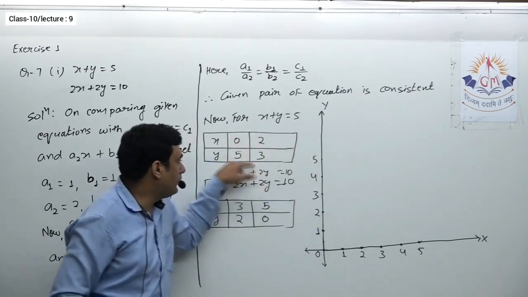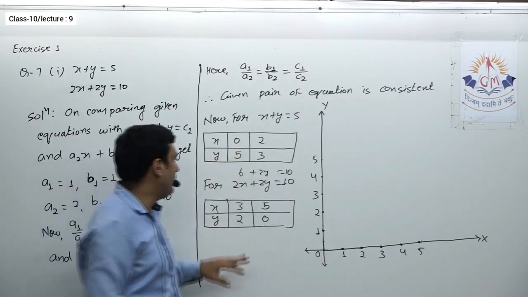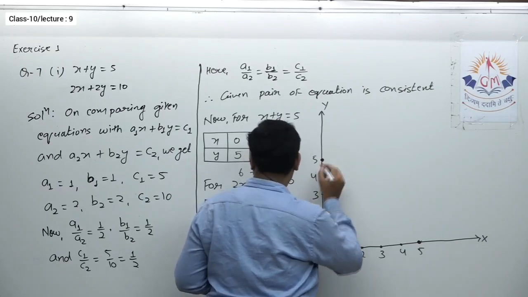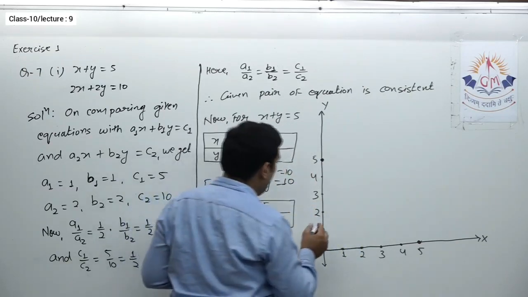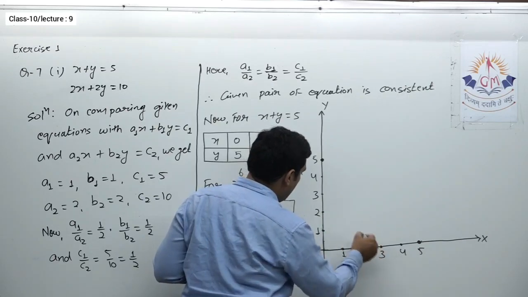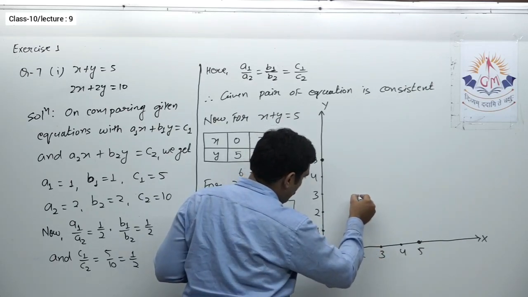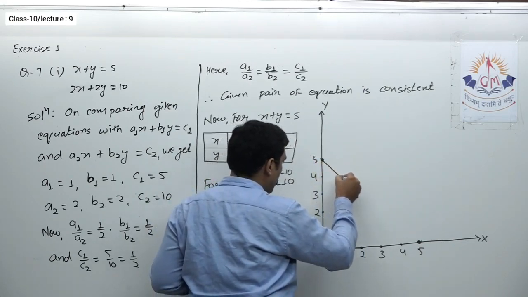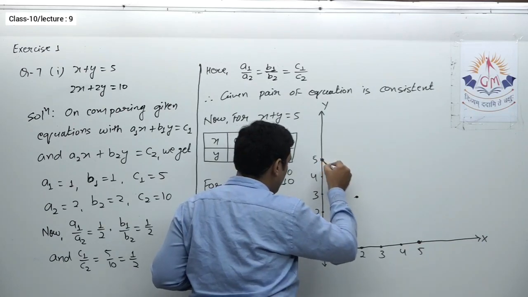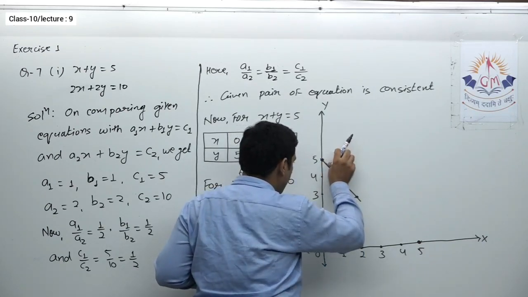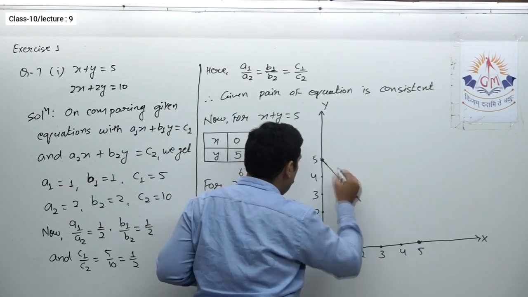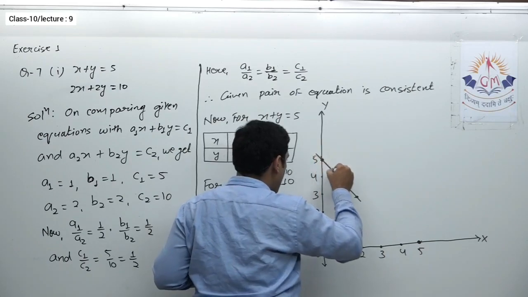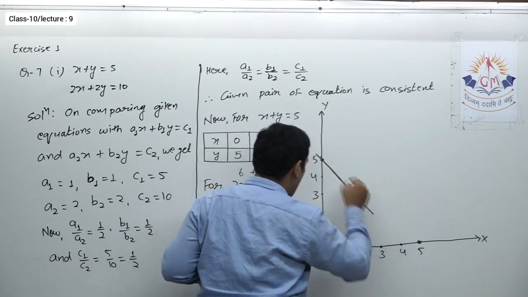Now I'll plot the points for the first equation. 0 comma 5, x 0 y 5. This is the first point. Then x 2 y 3. Now if I draw the line, in this way I'll get the straight line for the first equation.